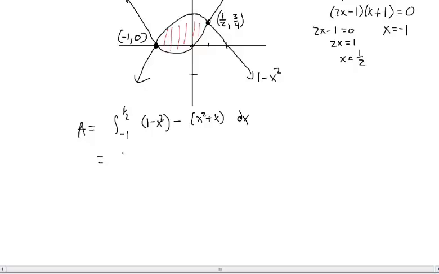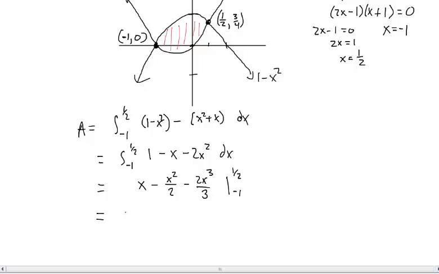So we have the integral from -1 to 1/2 of 1, and then we have minus x and minus 2x squared dx. And now we can use the power rule to integrate each of these pieces. So we have x minus x squared over 2 minus 2x cubed divided by 3, evaluated from -1 to 1/2. And now we'll do top minus bottom. So we're going to plug 1/2 in for all the x values.